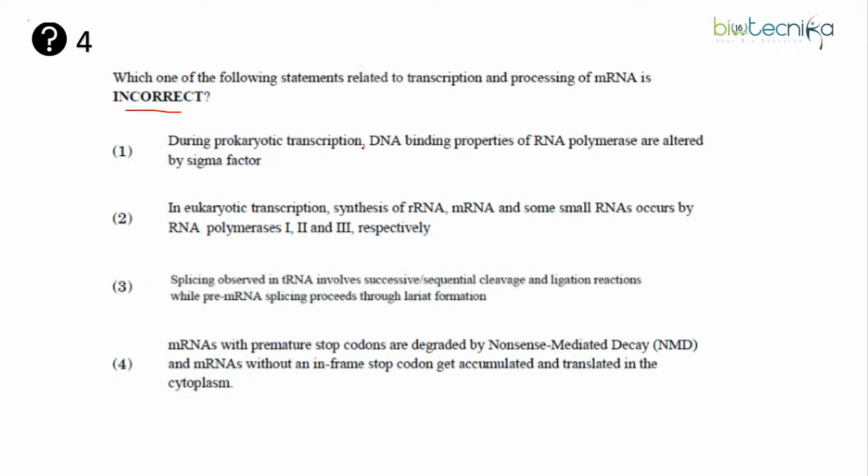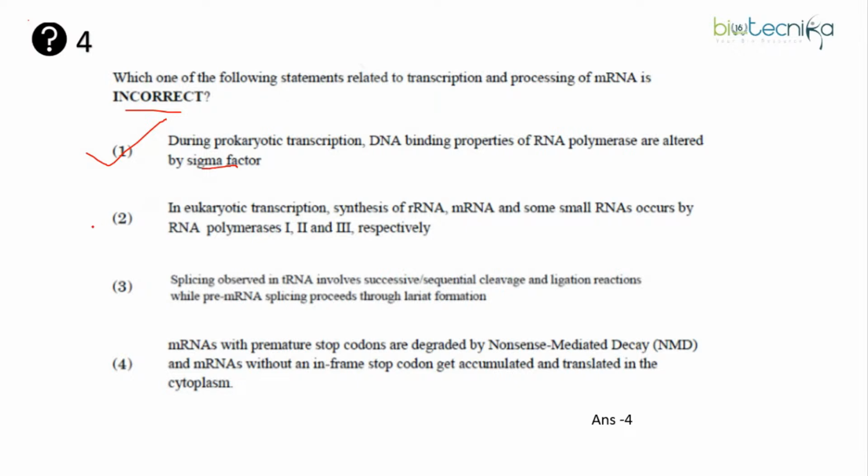During prokaryotic transcription, DNA binding properties of RNA polymerase are altered by sigma factor. This is true. Why? Because sigma factor is the subunit of your RNA polymerase which recognizes the promoter site, right? So it comes and binds to the promoter site, and then the core RNA polymerase will come and bind to the sigma factor.